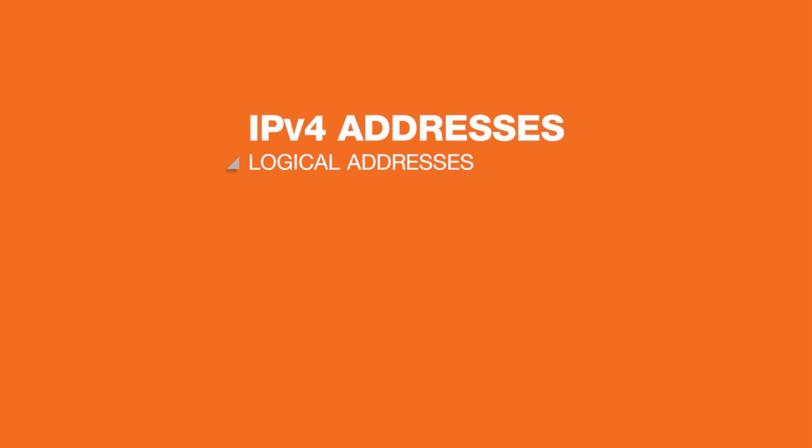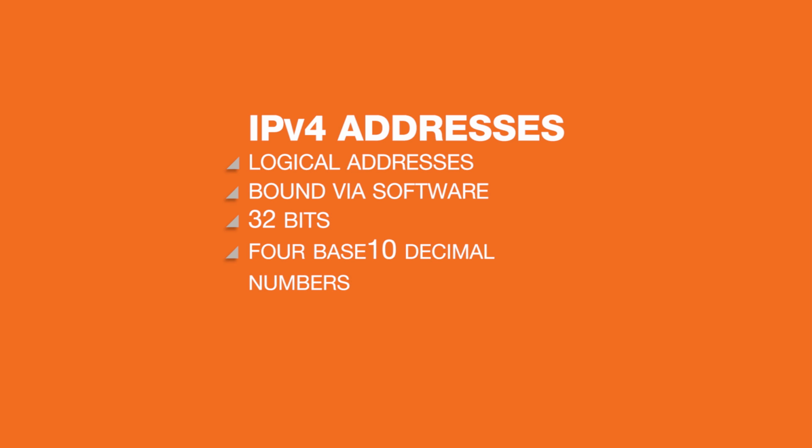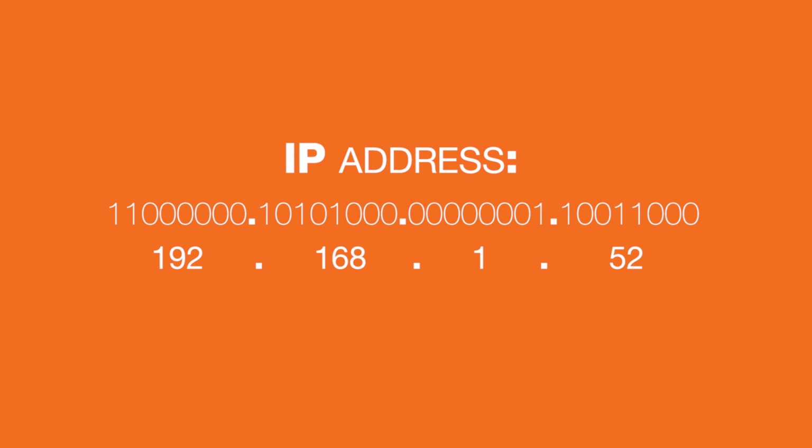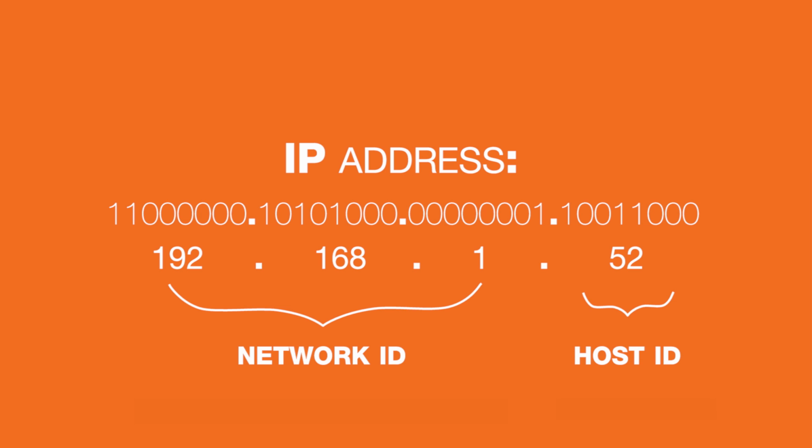IPv4 addresses are logical addresses bound to NICs through software. They are 32-bit addresses, represented with 4 base 10 decimal numbers, and are also separated into two sections. The first section represents the network ID, the starting string of bits that all nodes on a shared network have in common. The second section represents a host ID, a unique string, like the MAC address device ID, for each host on a shared network.